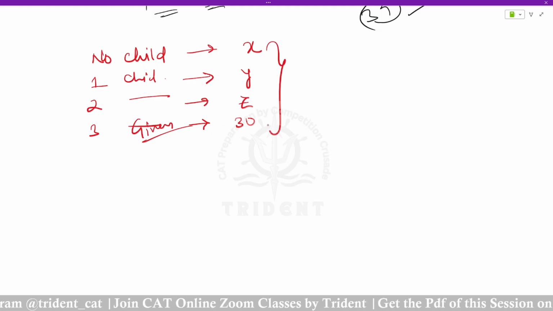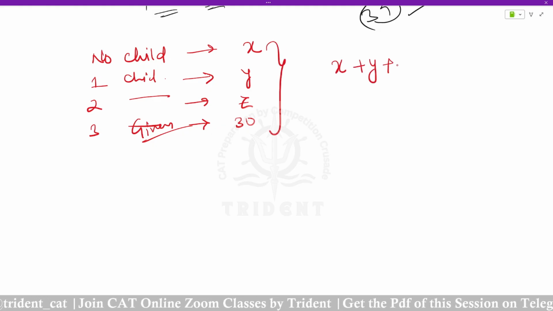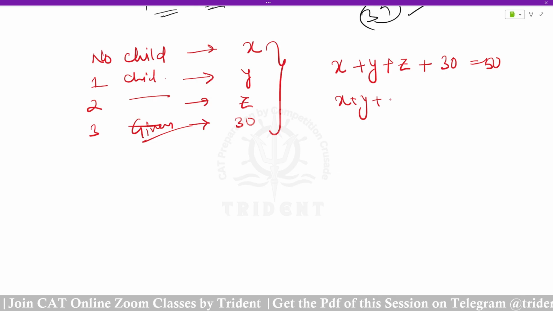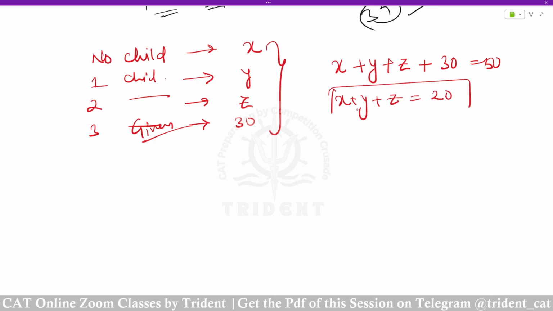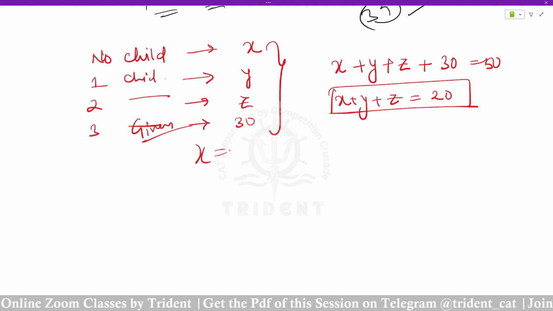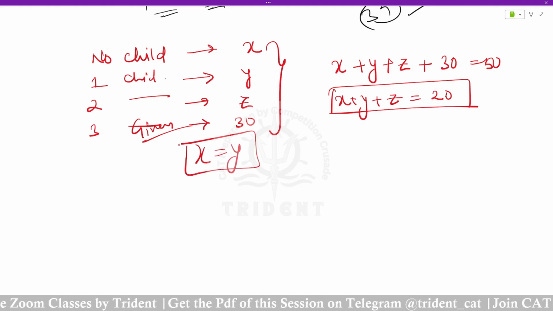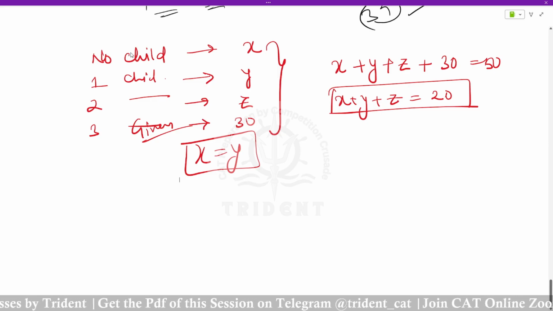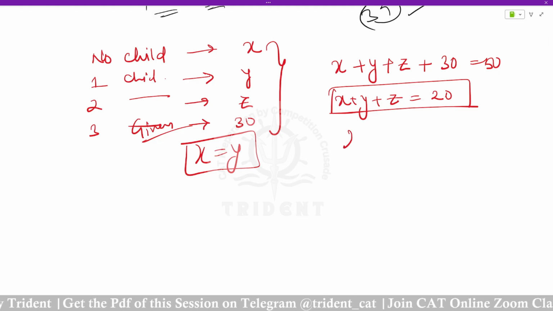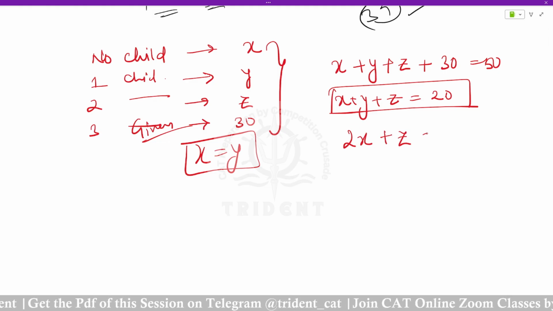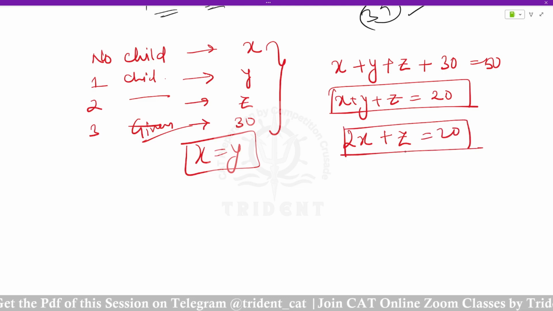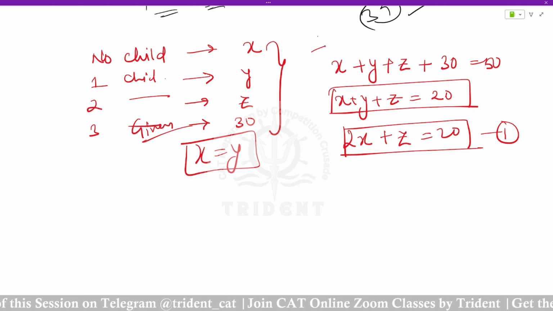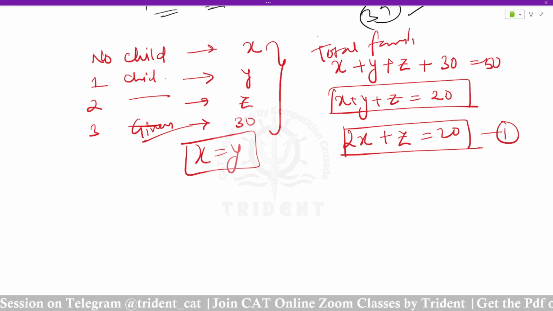What do we know from our general equation, that is x plus y plus z plus 30 is equal to 50. That means x plus y plus z is equal to 20. Remember, x is equal to y. This is given. Families with no child is equal to families with exactly 1 child. So this is 2x plus z is equal to 20. Let us call it equation 1. Now we'll use the other equation for the total. This is for total families.